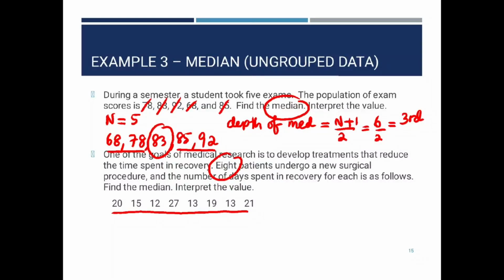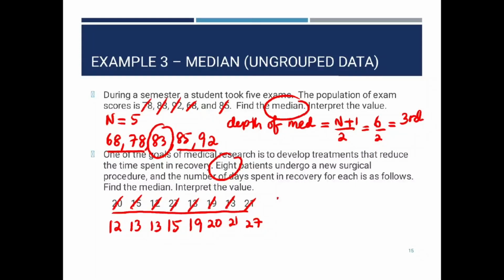Okay, so we have 12, and then we have 13, we have 13, and then we have 15. Next is 19, then 20, 21, and 27. Okay, and then we have 8 patients.